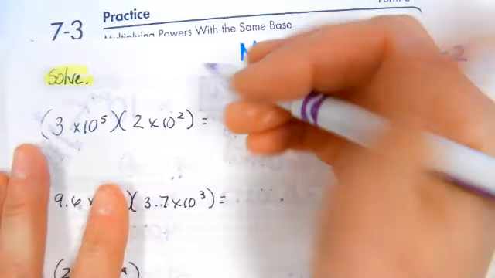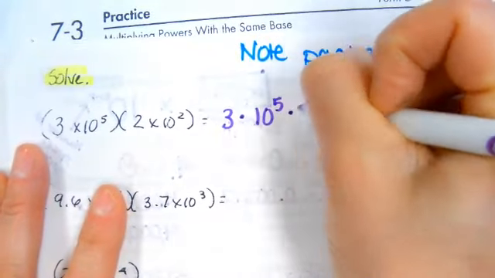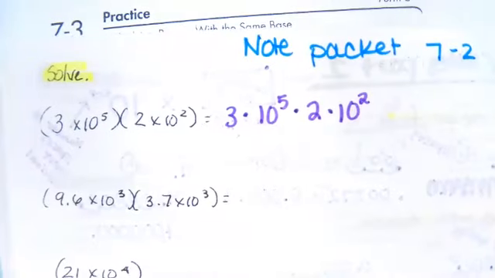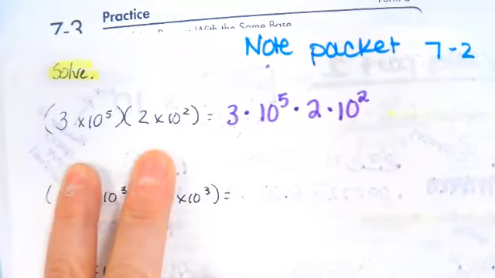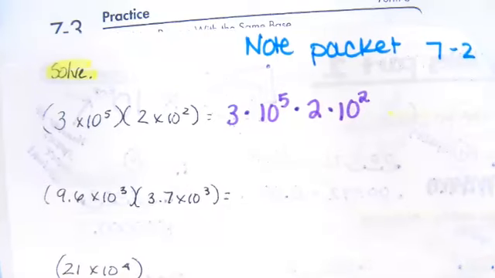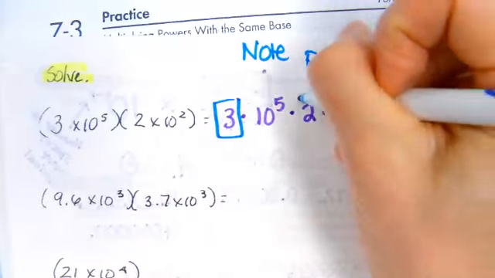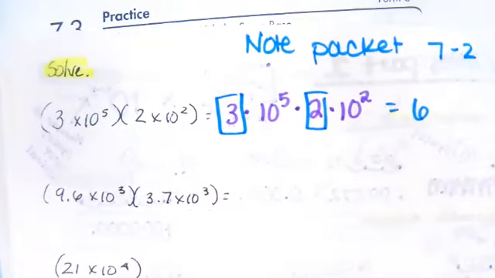You can really write this as 3 times 10 to the 5th times 2 times 10 to the 2nd. You could rewrite it like that. But we write it like this when it's in scientific notation most of the time. Now, here's the cool thing about multiplying in scientific notation. You can use the property we just learned. So 3 and 2 are not the same base, right? So what would we do with 3 and 2? Multiply. So 3 times 2 gives us 6, right?